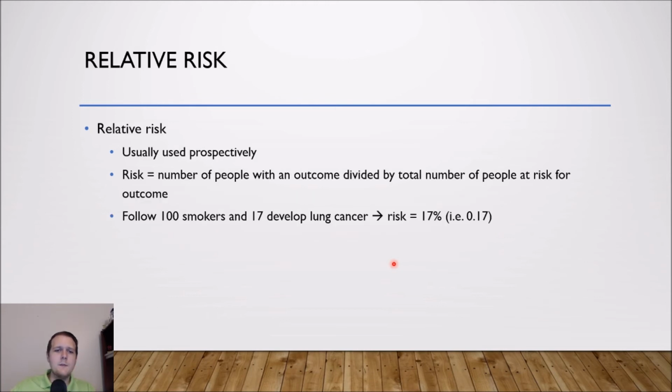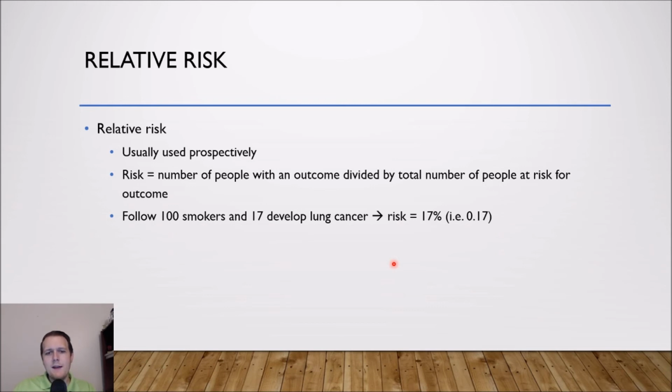Now, relative risk is something that usually gets used for prospective studies where you're going to be taking groups and actually assigning them to one group or another, say like a cohort study or a randomized controlled trial. Because I know the full number of patients who are at risk for an outcome, I can determine what that risk is, right? And basically, it is the number of people with an outcome divided by the total number of people at risk for that outcome in the study.